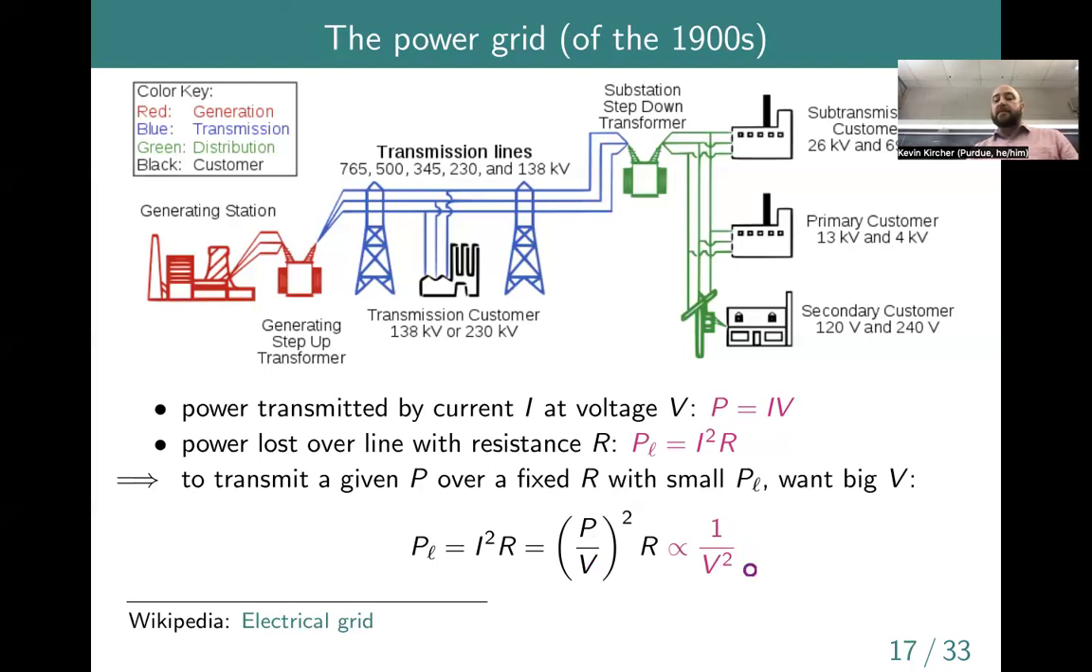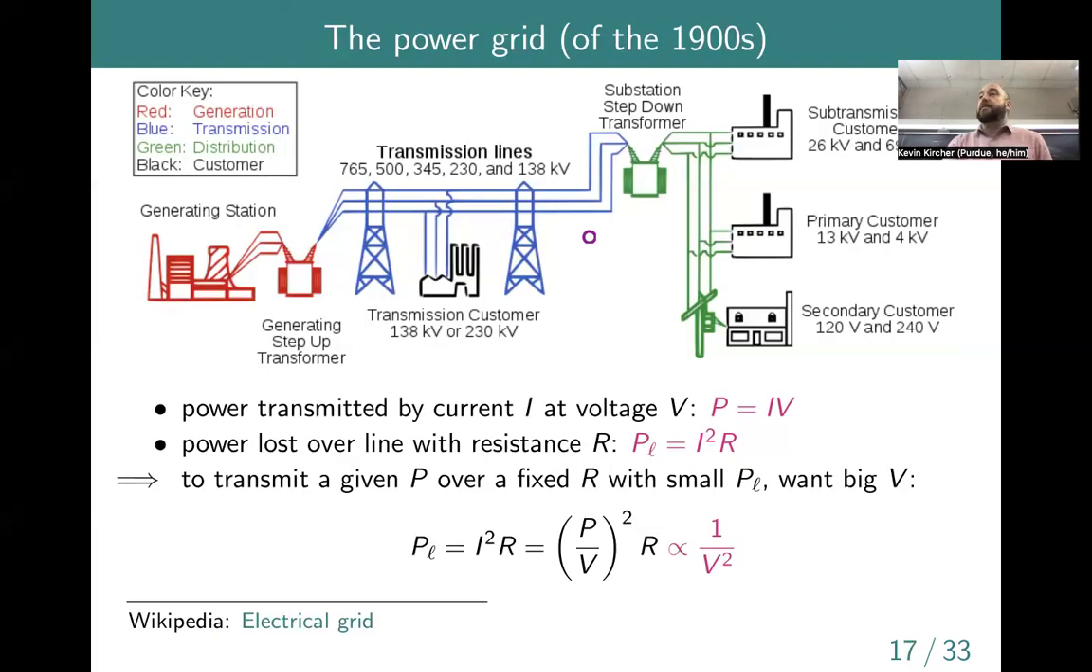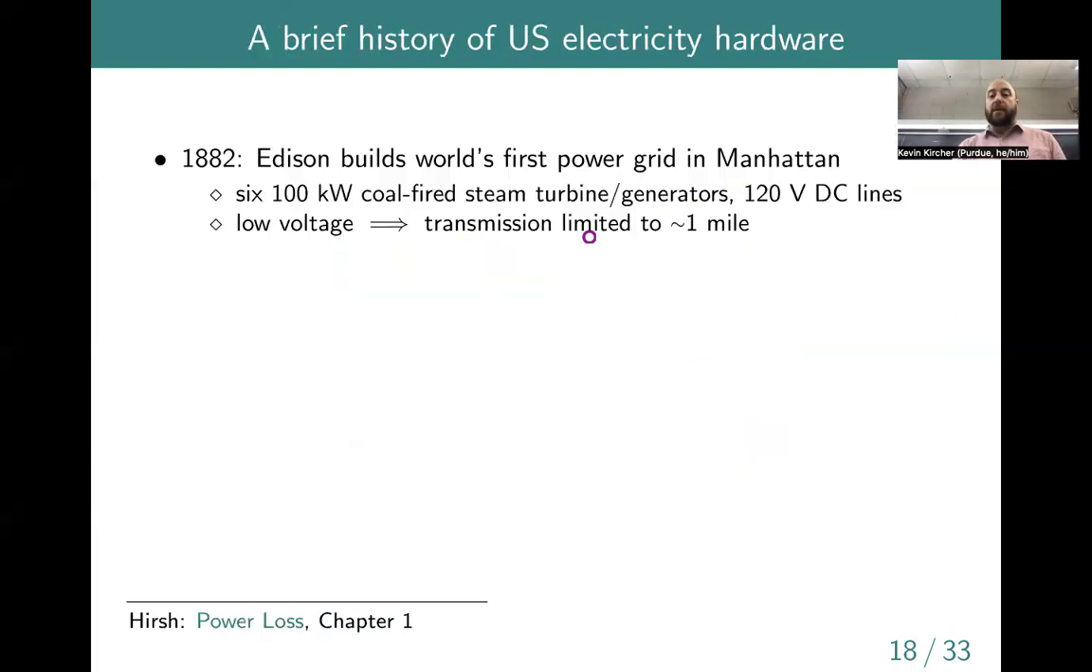So this thing scales like 1 over the voltage squared. If you can increase the voltage that you're transmitting at by a factor of 10, then you decrease the power loss over the lines by a factor of 100. In other words, you remove about 99% of the losses. Okay. So this basically allows transmission over long distances. This simple fact influenced the evolution of power systems in the US and more broadly around the world.